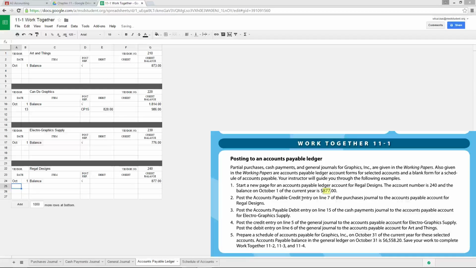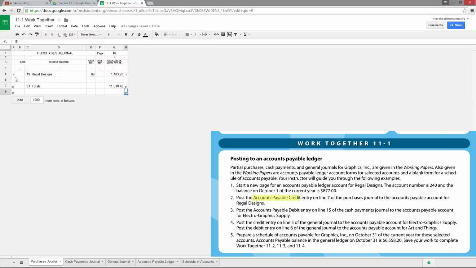$877. So we started a new page for our accounts payable ledger. Account number was 240. October 1st, 877. So far, so good. Now, we need to post our first transaction to our ledger. So we're going to take a look at the accounts payable credit. That's on line 7 of the purchases journal. They kind of have this written backwards. So what you want to do is find your purchase journal, find line 7, and look for the accounts payable credit. So purchase journal, line 7, and there's the accounts payable credit. So it is for 1403.20, and it's going towards Regal Designs on the 19th.